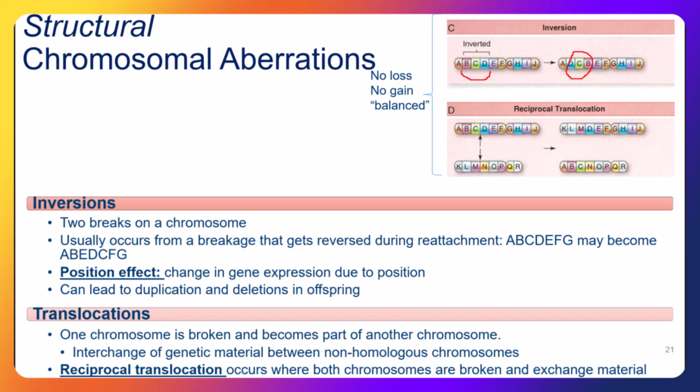Next are translocations. Translocations occur when a segment of one chromosome breaks off and then it attaches itself to a different, so we could say non-homologous, chromosome. There are also reciprocal translocations where both chromosomes break. So you have two chromosomes that break and then they exchange material. Now, if no genetic material is lost or gained, then the individual can appear completely normal. Let's look at how that looks to make more sense of it.